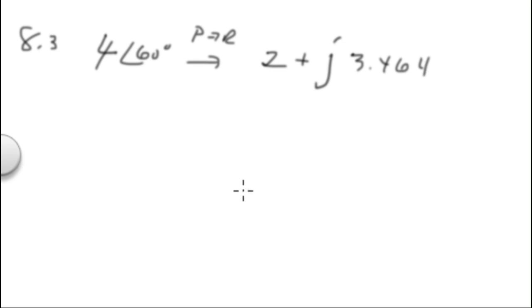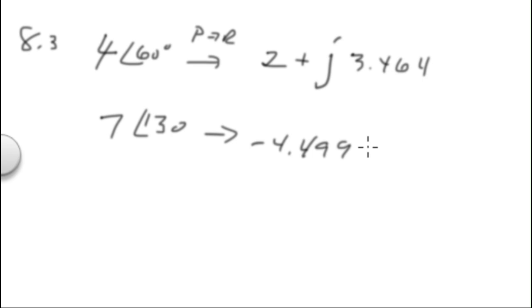Okay. Next one, 7 at angle 130. So I hit the 7, P to R, 130, equals, so it's minus 4.499 plus j5.362. I'll let you do some more of those.